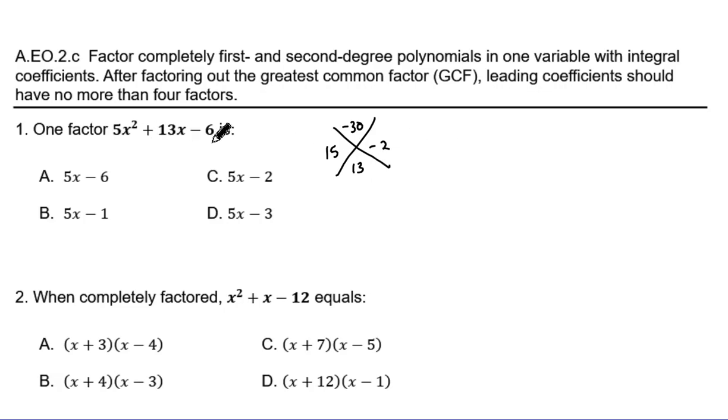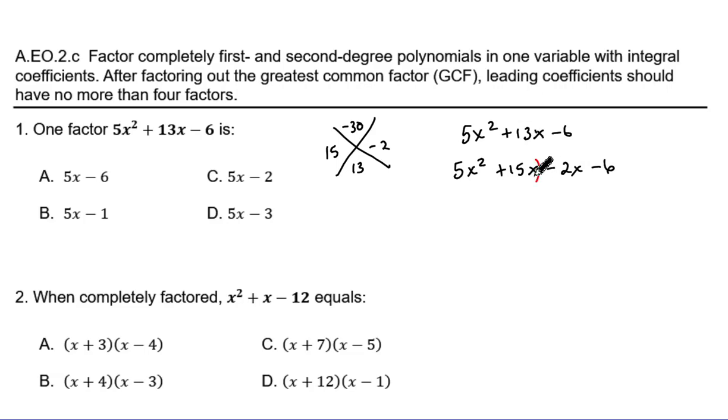So what we do here is let me just rewrite it real quick so we can see it kind of flow together. I'm going to keep the first term, and instead of bringing down the 13x, I'm going to use these two numbers. I'm going to say 15x minus 2x, and then bring down the negative 6.